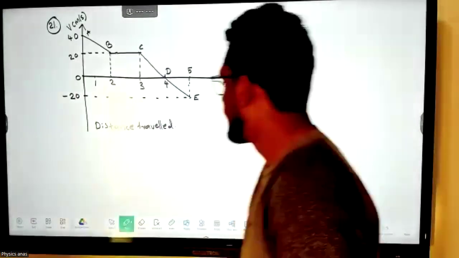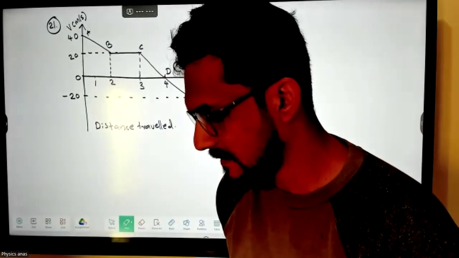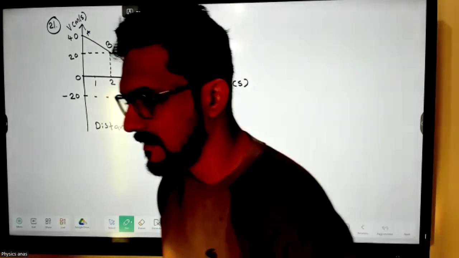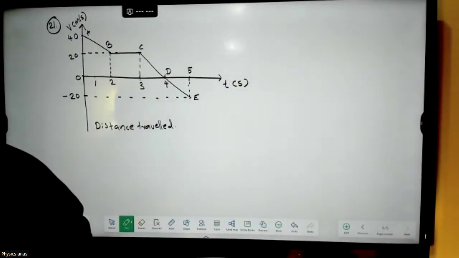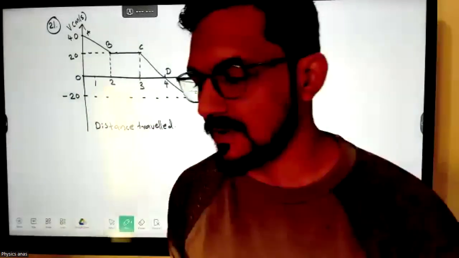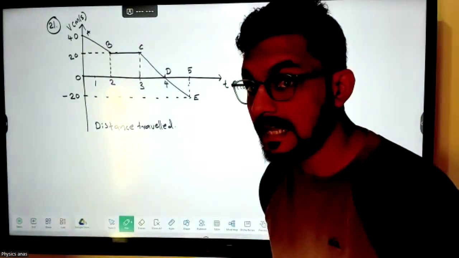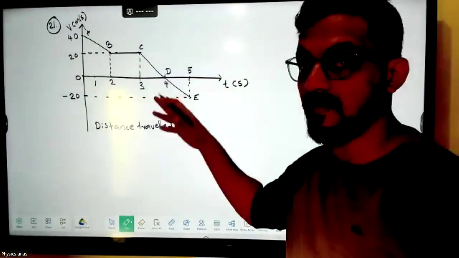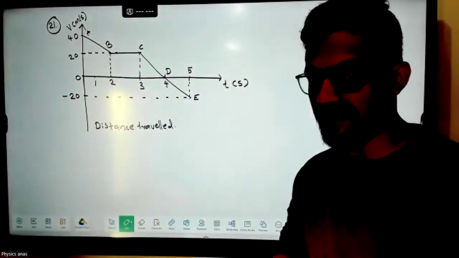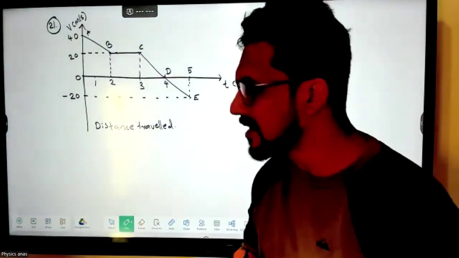Arpita, Sana, Sneha, what is distance traveled from a velocity time graph? Guys, what is distance traveled if you have a velocity time graph? No, from the graph. From the graph, what quantity is equal to distance traveled? Speed into time.